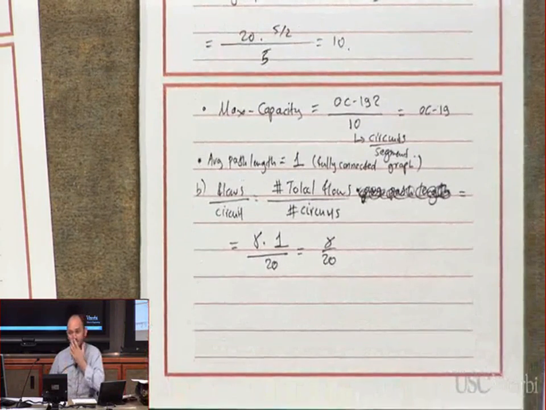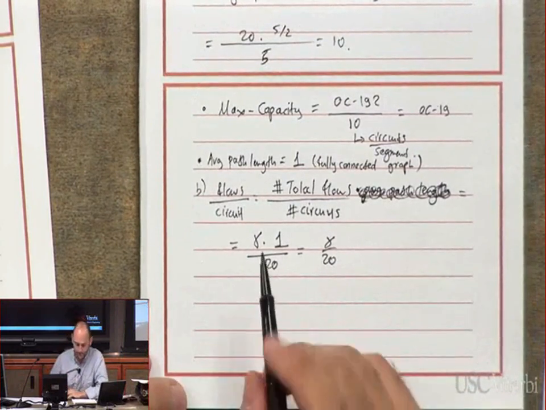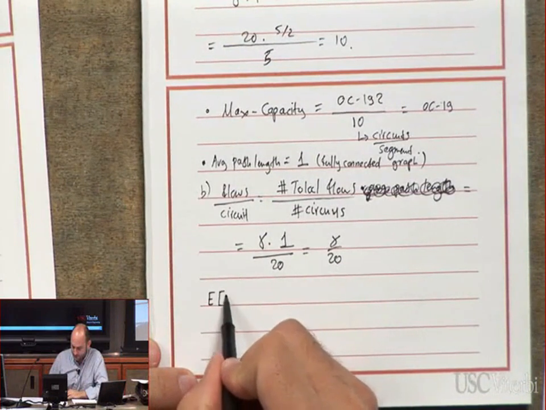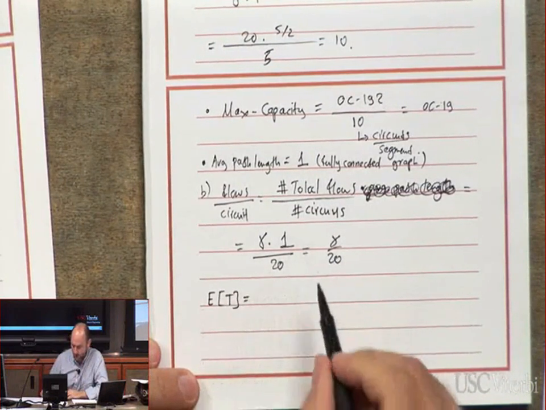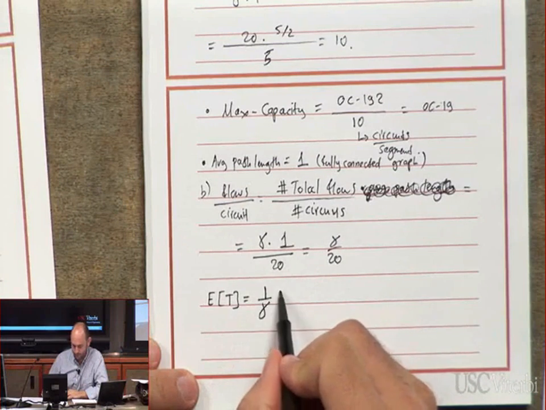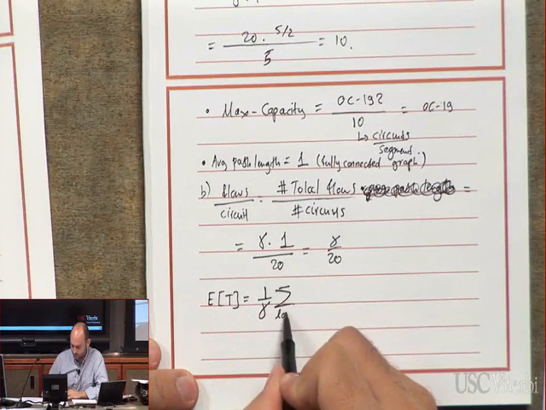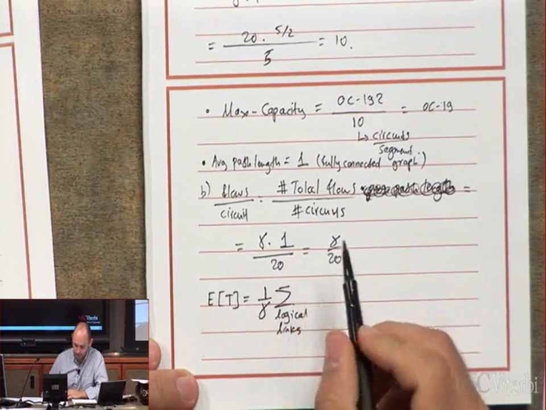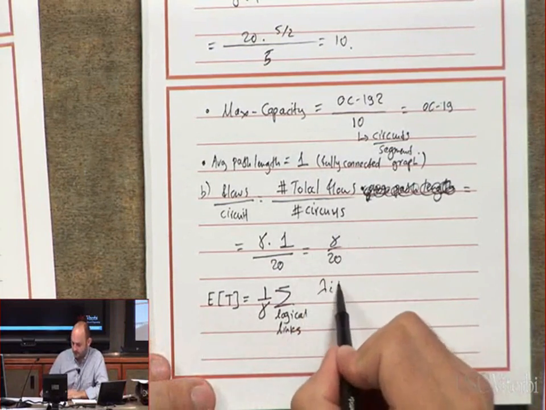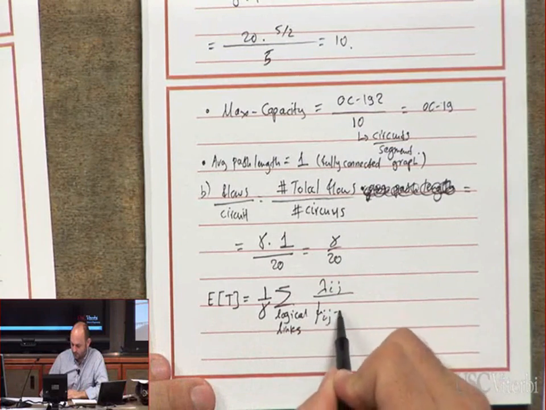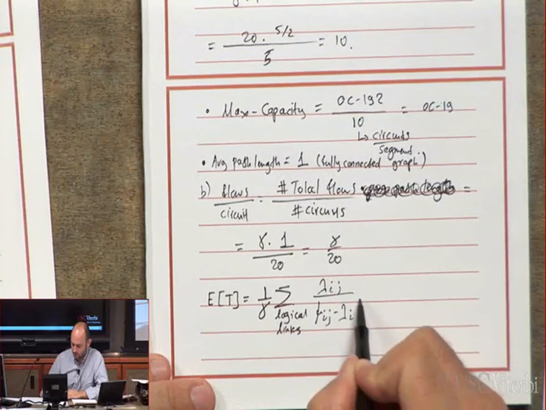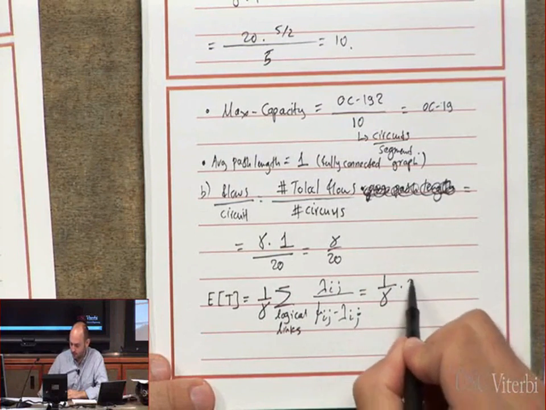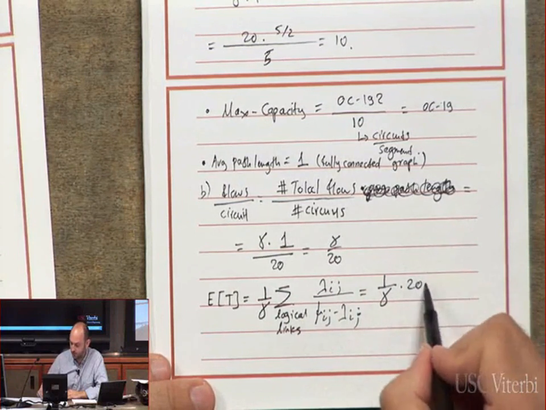Do you agree? Same as before. Okay. So now we can calculate expected T, same way, 1 over gamma, summation over all the logical links of lambda ij, and this is equal to 1 over gamma times 20 due to symmetry times what?